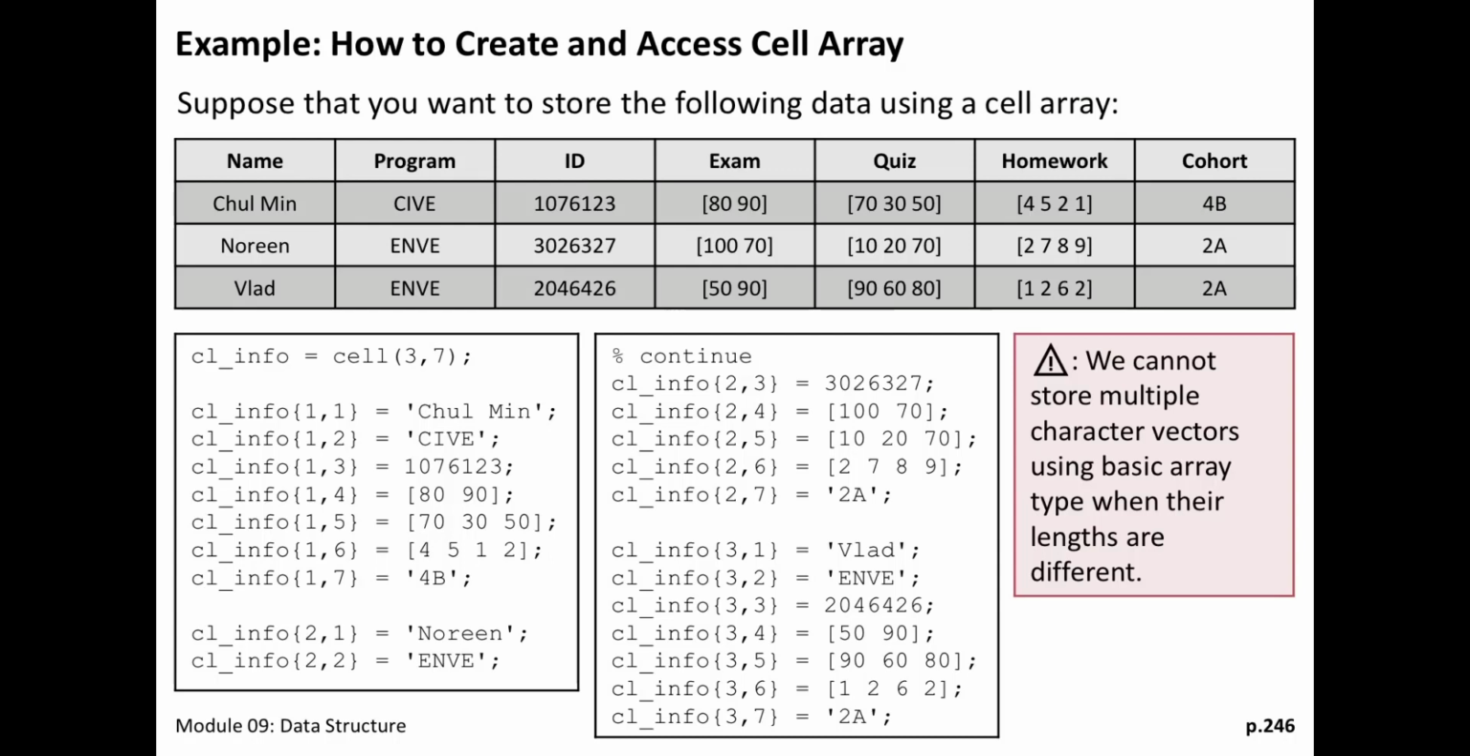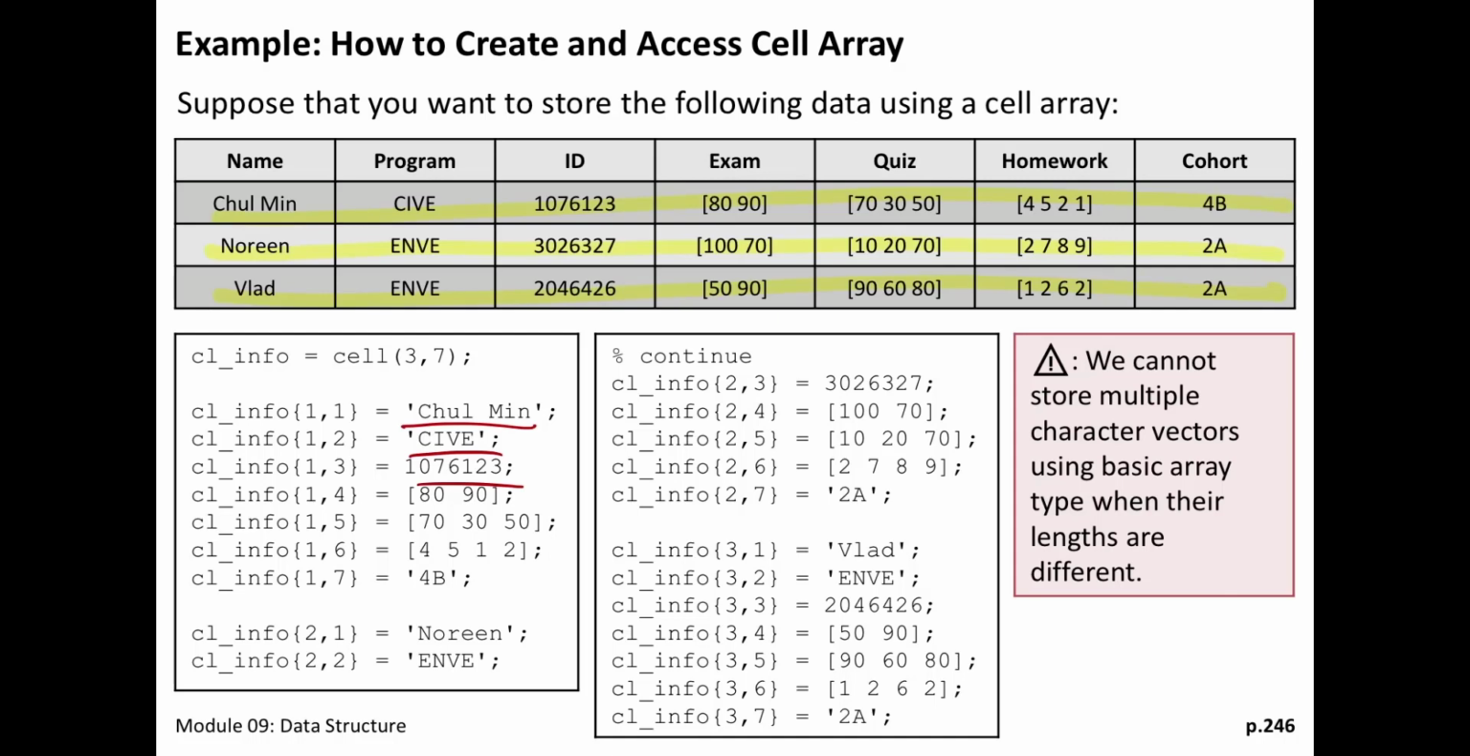Okay. Here, class info is initialized with a 3x7 empty cell array, and then indexing or referring to the value space with the curly brace, and then assigning the value. Basically, in here, the first row stores all this information. The second row stores this information. The third row stores this information. Okay?